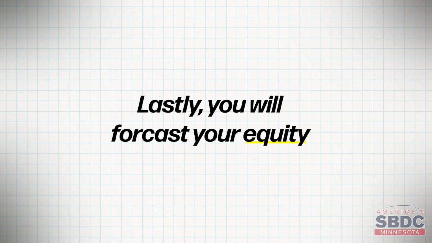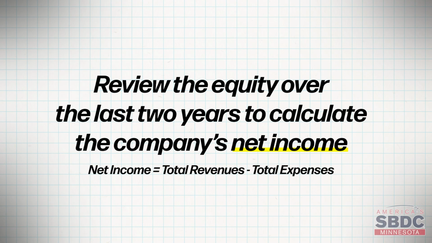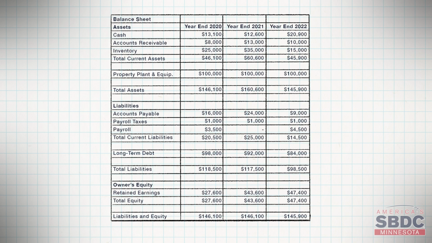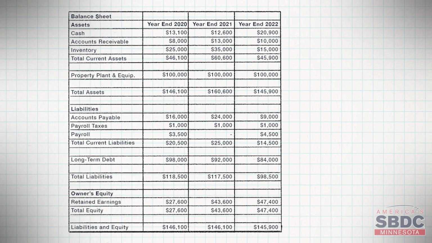Lastly, you will forecast your equity. To do this, you will review the equity over the last 2 years to calculate the company's net income, account for your dividends, and add in any changes in equity. Once you're able to accurately project equity, you're estimating the earnings for the business and can pass that along to stakeholders and investors for future investment opportunities. Using this example and looking at year-end 2022, we will walk through these steps.